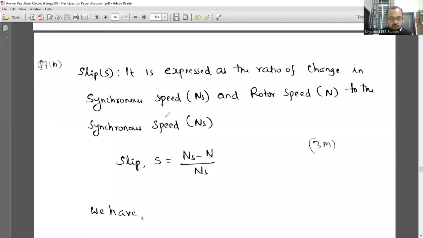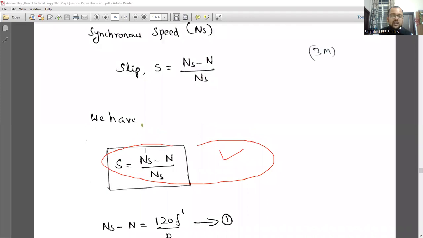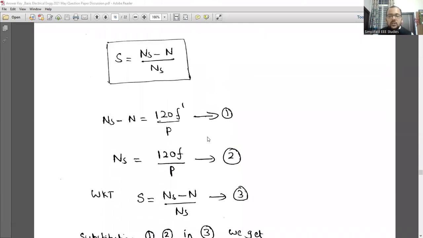Slip you can define in this fashion. It is the ratio of the difference between synchronous speed and the rotor speed to the synchronous speed. Mathematically you can write like this. So this is the final expression for slip. Now we have to derive the rotor frequency. Anyway, you know the working of induction motor. So slip is very important.